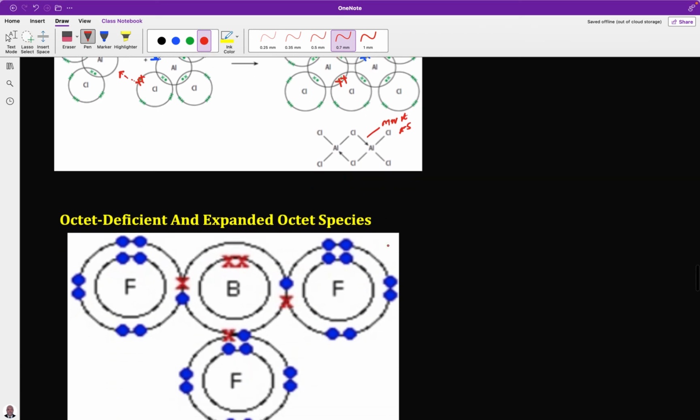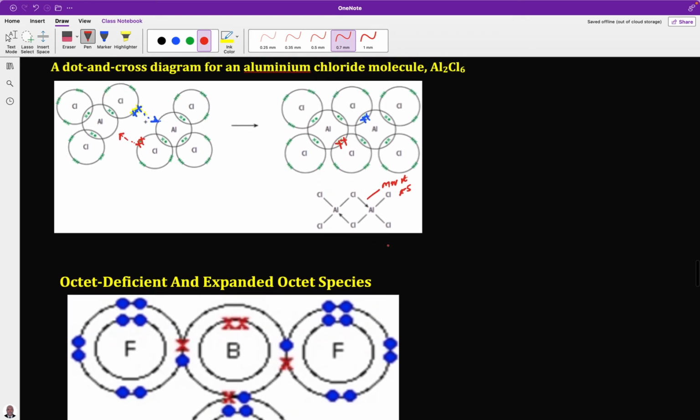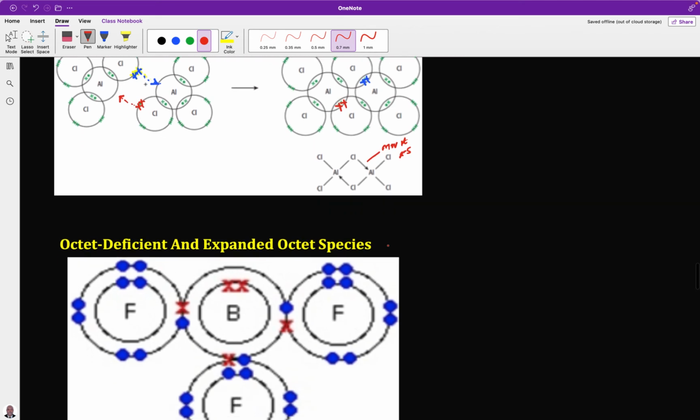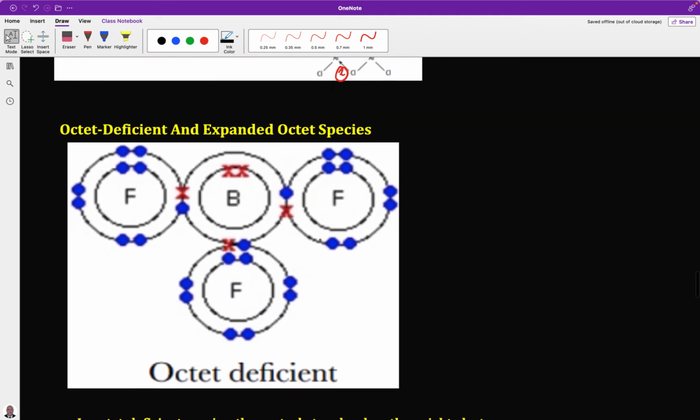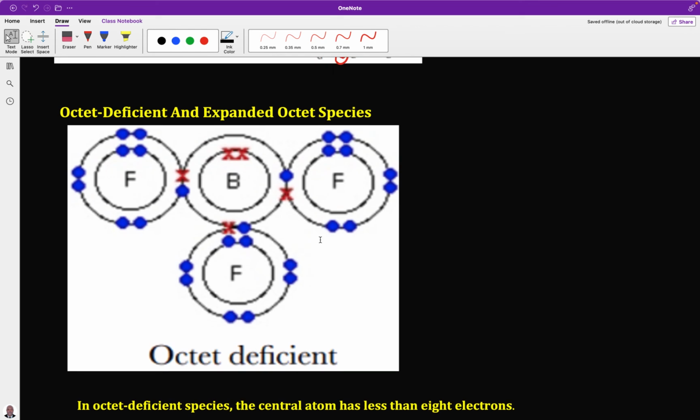Now, in the formation of the aluminum chloride dimer through dative covalent bonds, there are two dative covalent bonds. First one here, this is the first dative covalent bond, and this is the second dative covalent bond. So there are two dative covalent bonds that have been formed here.